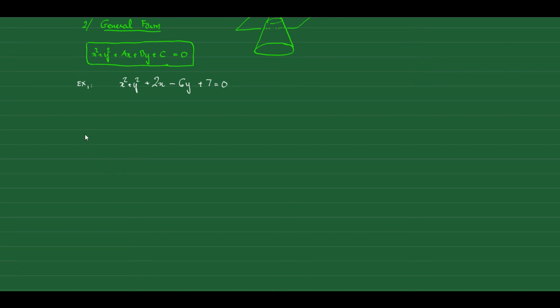Now, sometimes it does not have all the terms. Sometimes it's missing one of the terms, but it's still the general form of the equation of the circle. What if they have something like this?